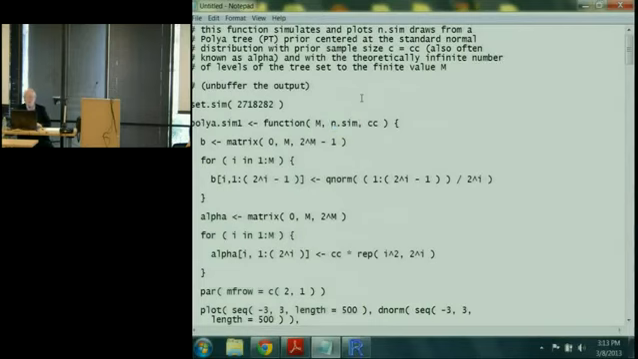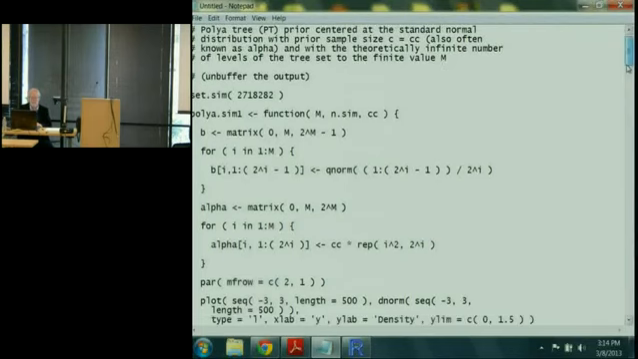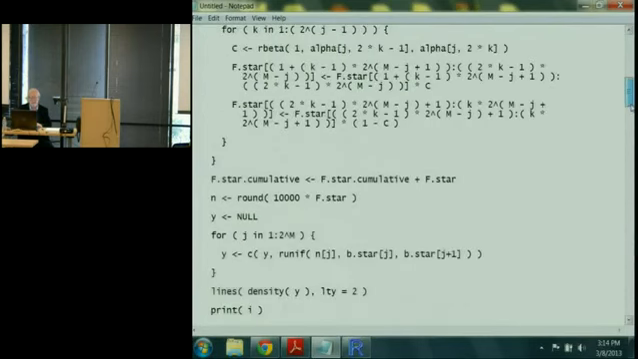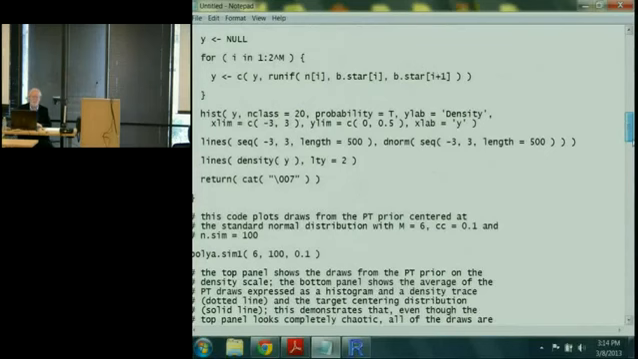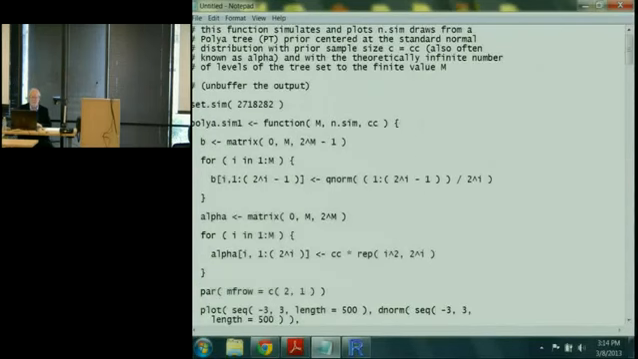n.simDraws from a Polya tree prior centered at the standard normal distribution with prior sample size c, which is given by this thing called CC again, also often known as alpha. Sometimes people confusingly call the prior sample size in the Dirichlet process alpha, and they do in the Polya tree as well, but I'm going to use the lowercase c. And with the theoretically infinite number of levels of the tree set to the finite value m. So first I wrote a function called polya.sim that does the Polya tree sampling and actually does various plots for us as well. And so let's begin making some draws from the Polya tree prior and see what we get.